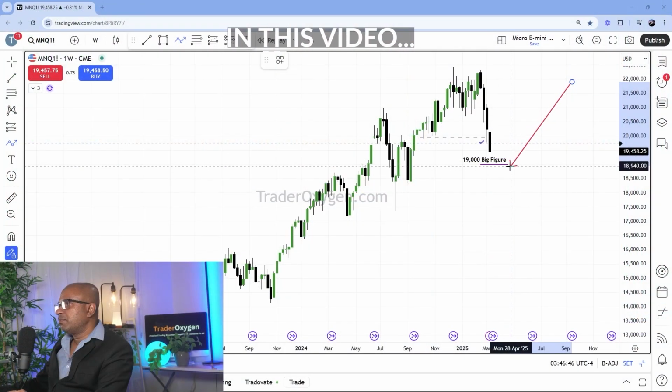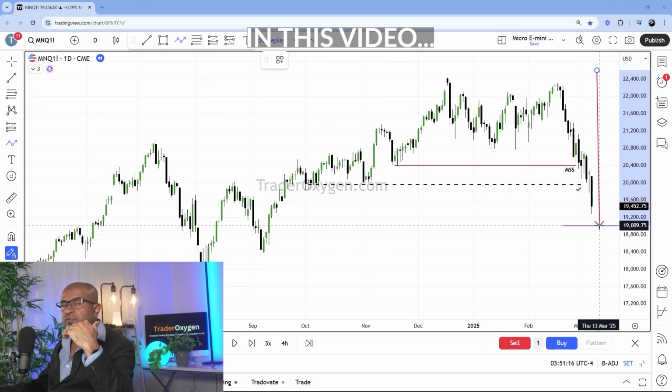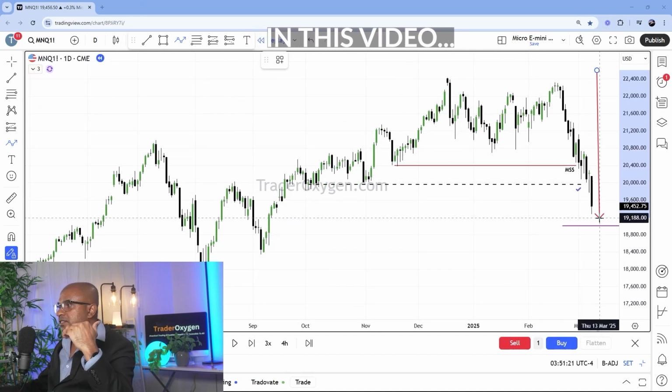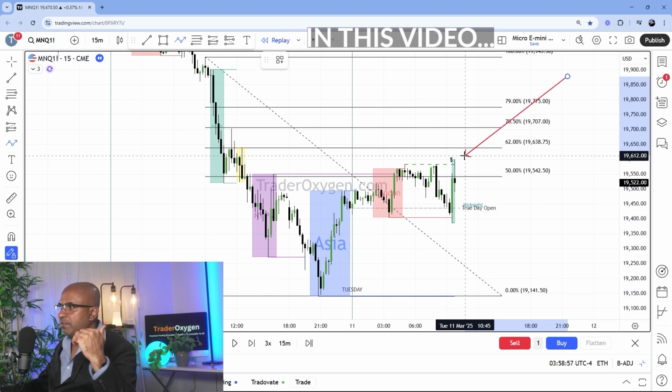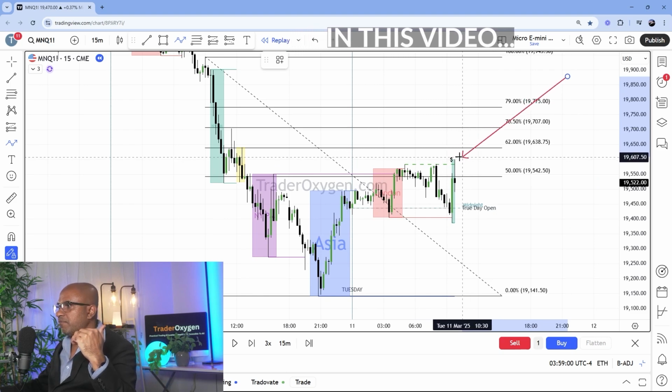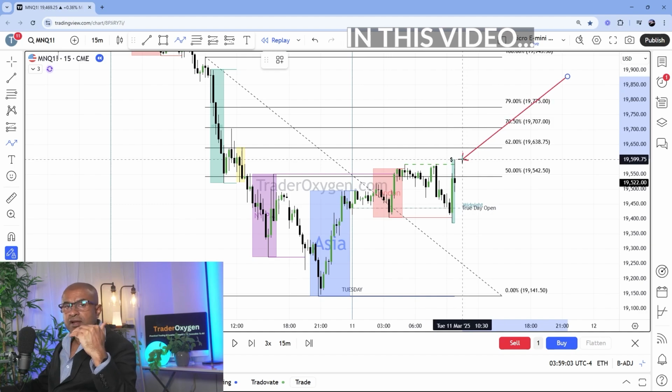This 19,000 big figure, the algorithm will use the big figure to drive the price. Daily bias is bearish. Smart money and the algorithm have done a liquidity sweep. So buy side liquidity has been grabbed, where smart money can now sell into these buy stops.